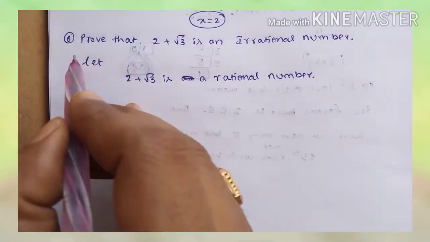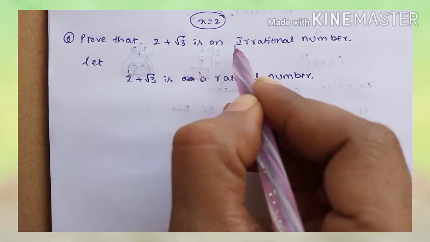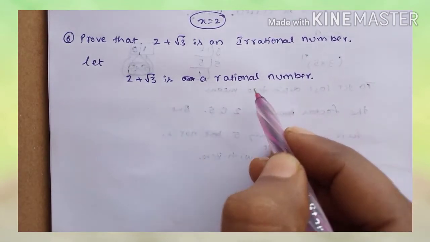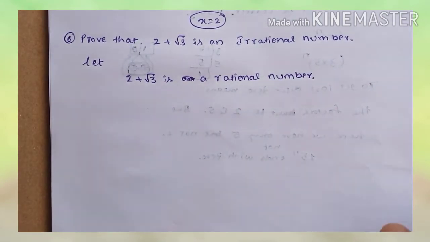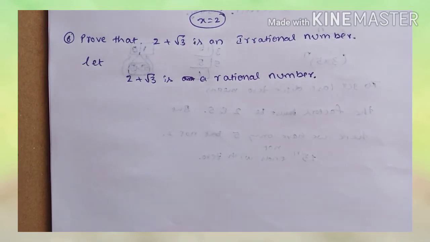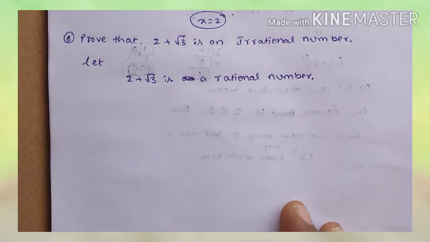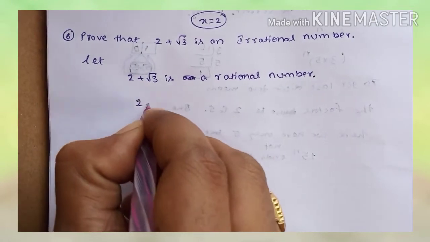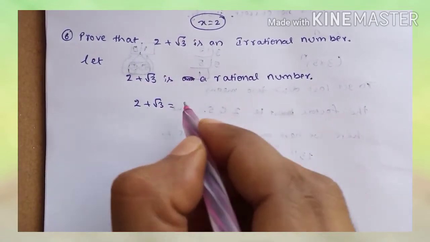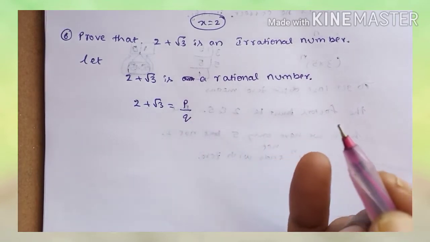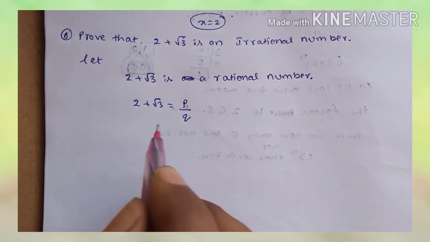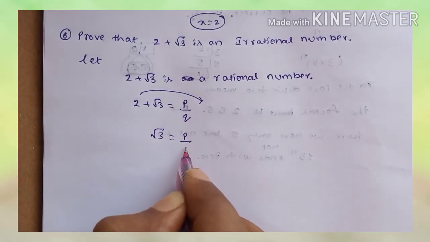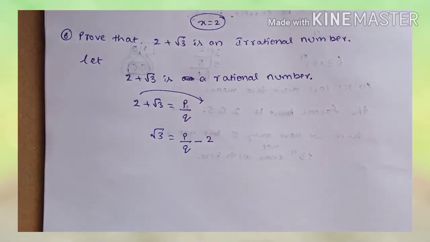Now the problem: prove that 2 plus root 3 is an irrational number. We are taking a rational number, opposite to the given statement. This method is called the indirect method of proving. Let us assume the given is a rational number. So we can say that 2 plus root 3 is equal to a rational number in the form of a by b or p by q. Transpose the rational number 2 to the same side: root 3 is equal to p by q minus 2.